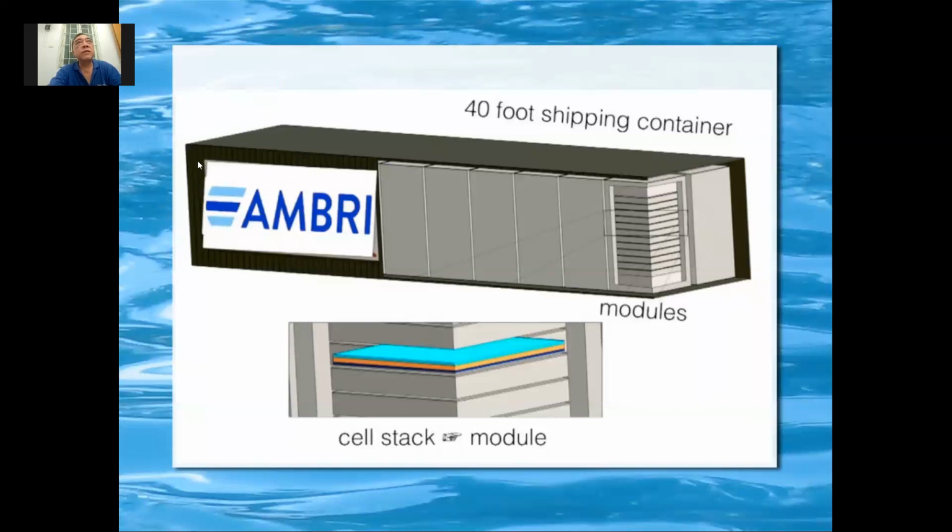Okay, this is one of the Ambri containers. You open up, inside there are stacks of the battery. And in one stack you can see the liquid metal inside. One cell. So you have many cells stacked together, then you can increase the voltage. But imagine operating all this at 500 degrees.